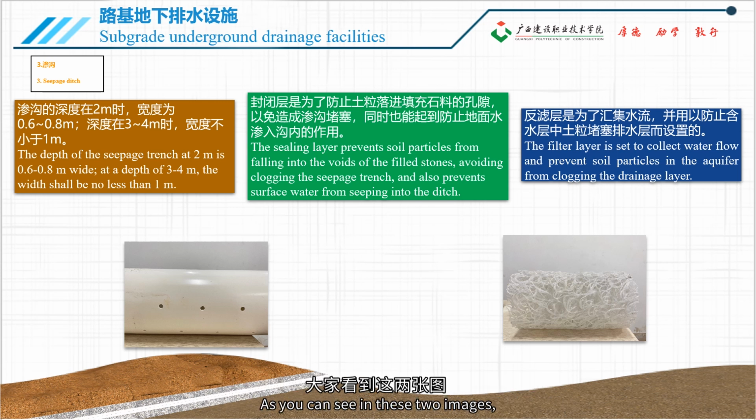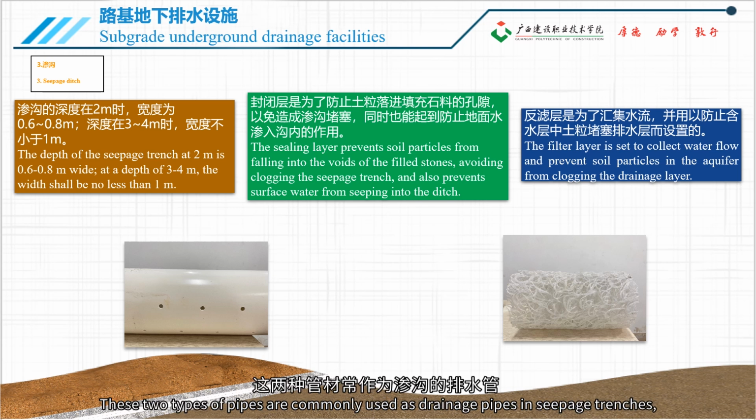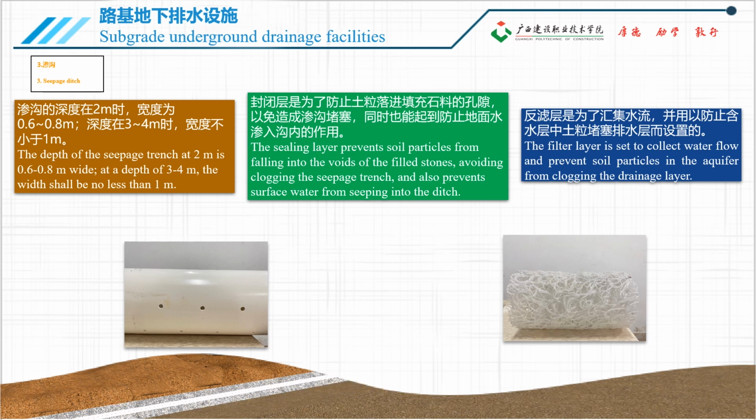As you can see in these two images, the one on the left shows a plastic blind ditch, and the one on the right shows a PVC pipe. These two types of pipes are commonly used as drainage pipes in seepage trenches, known for their durability and pressure resistance.